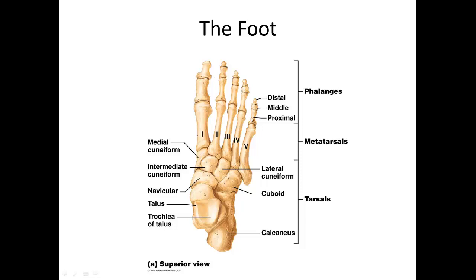Just like the fingers, we have 3 rows of phalanges, proximal, middle, and distal, except for the big toe. We only have a proximal and distal row of phalanges.